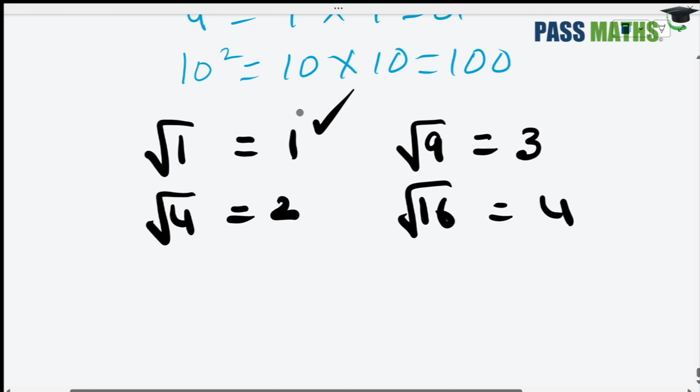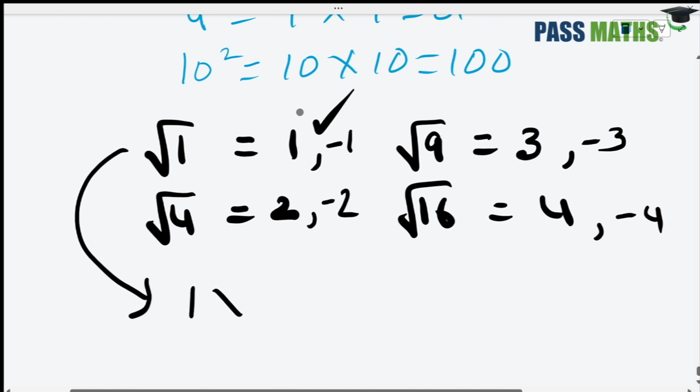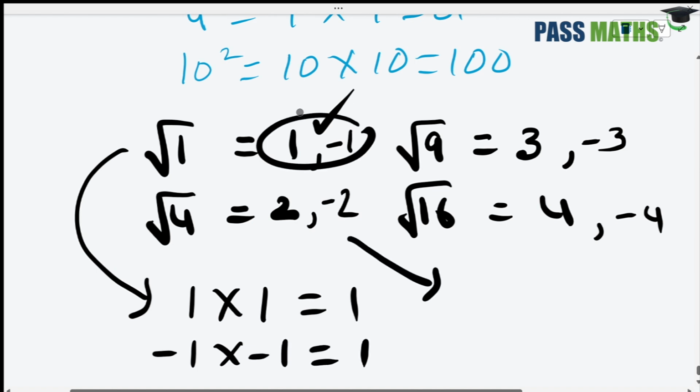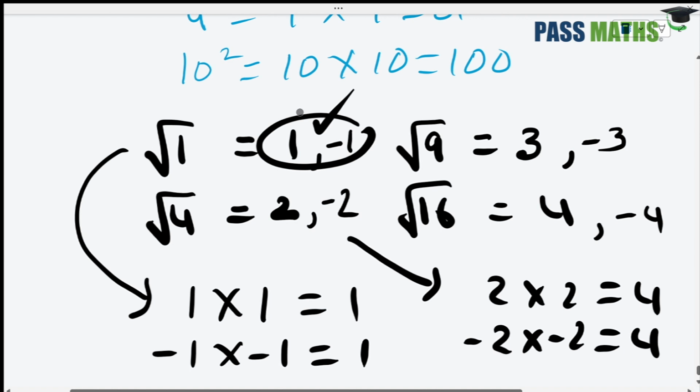But if it is a 2 marks question, that means he's expecting you to work out 2 of them, 1 and minus 1. 2 and minus 2. 3 and minus 3. 4 and minus 4. Why is that? Because let's just take this example. 1 times 1 is 1. Minus 1 times minus 1 is also 1. That means there will be 2 answers here. Similarly, from here, 2 times 2 is 4, and minus 2 times minus 2 is also 4. That's why there are 2 of them.